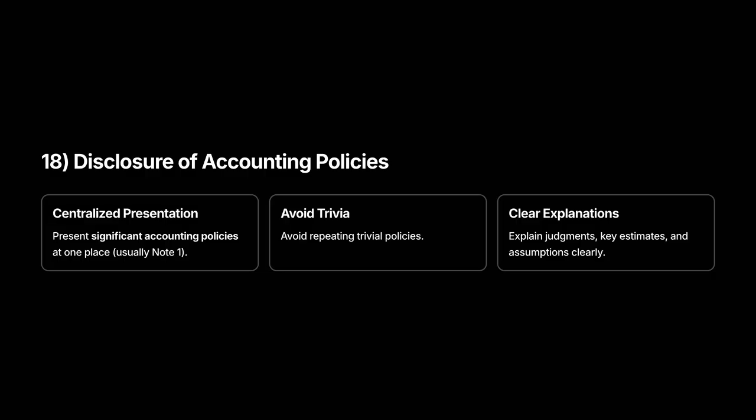1. Disclosure of accounting policies. Place significant accounting policies together. Usually Note 1. Avoid repeating trivial policies. Explain choices clearly. Measurement bases, cost formulas, revenue recognition timing. Good policy disclosure reduces audit queries and user confusion.